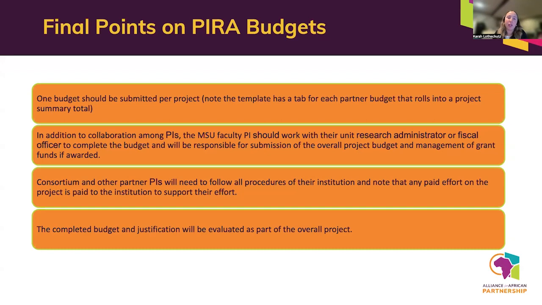In addition to collaboration among PIs, the MSU faculty PI should work with their unit research administrator or FO to complete the budget, and they will be responsible for the submission of the overall project budget and management of the grant funds if awarded. Consortium and other PIs will need to follow all procedures of their institution, and note that any effort on the project is paid to the institution to support their effort. And then lastly, the completed budget and justification will be evaluated together as part of the overall project.